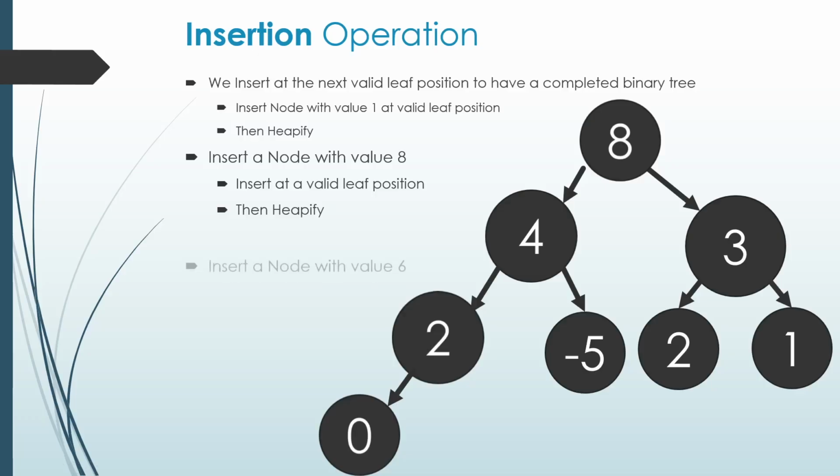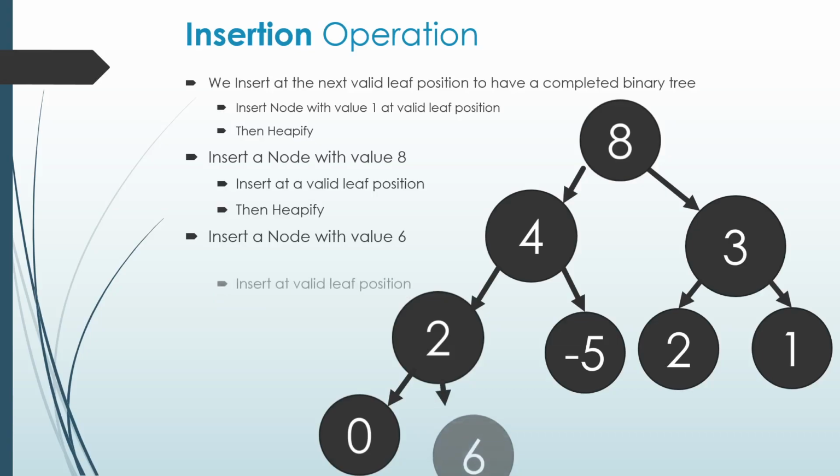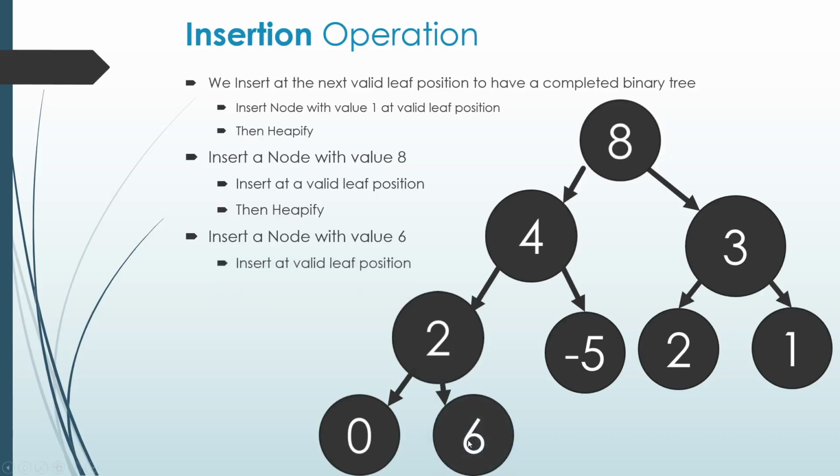Now what happens if we try to insert a node with value 6, for example? We need to insert at the valid position, starting from left to right. We started with 0, and now we're going to go to the right side of this 2, because the left side is complete here. So now we have inserted 6, and 2 is smaller than 6. That doesn't make sense. This is wrong. You can't have this in a max heap. The parent can't be smaller than its children.